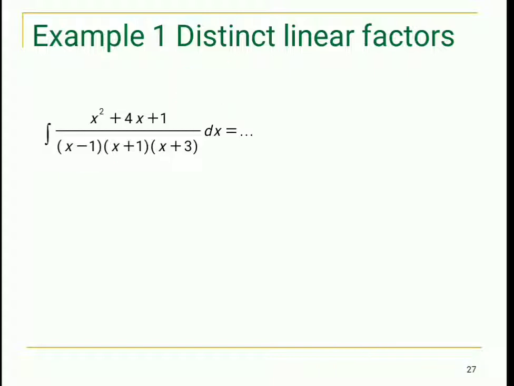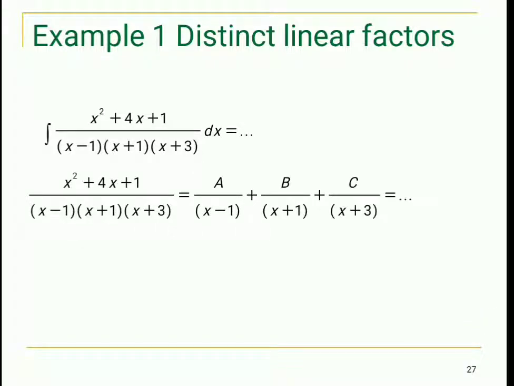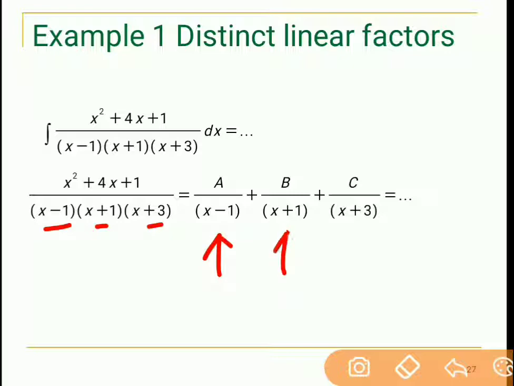Whenever you come across such a formulation, the easiest way is to split this term into three parts as per the three linear terms in the denominator. So the first part is A by (x minus 1), second is B by (x plus 1), and third is C by (x plus 3). A, B, C are the constants of the three terms.